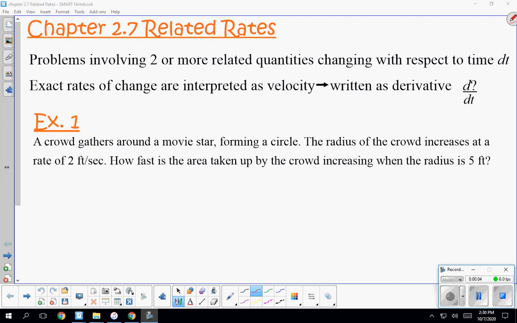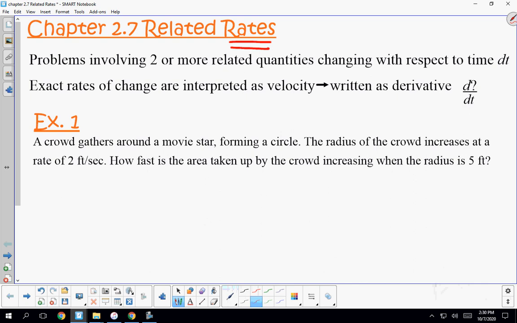In this video, we're going to learn about something called related rates. Rate meaning speed at which something is changing. So we're going to express those as derivatives because they're going to be changing all the time. And then somehow they're going to be related through an equation.